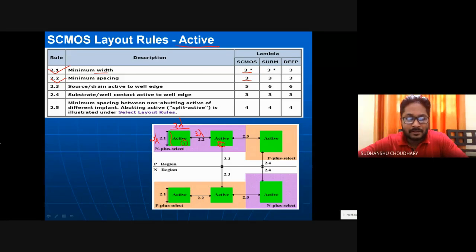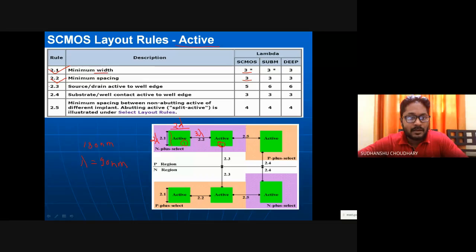So what is lambda? Lambda depends upon the minimum feature size. So if I am using a 180 nanometer technology, right? So 2 lambda is L, okay? That is, lambda is L by 2. So if I am working in a 180 nanometer technology, lambda will be how much? Lambda is equal to L by 2. That is, lambda will be 90 nanometers. Okay.